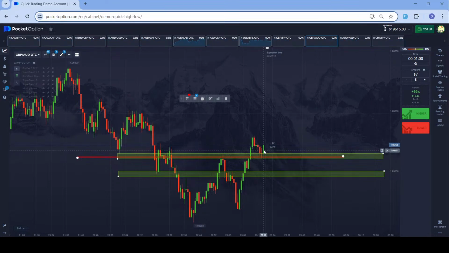Can you see? Now the market is not going back again. I told you that the market is going to react from this end. Now can you see the market is going back? It's trying to go up. Let's take another asset.